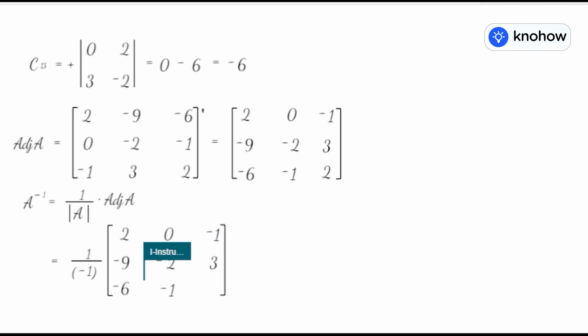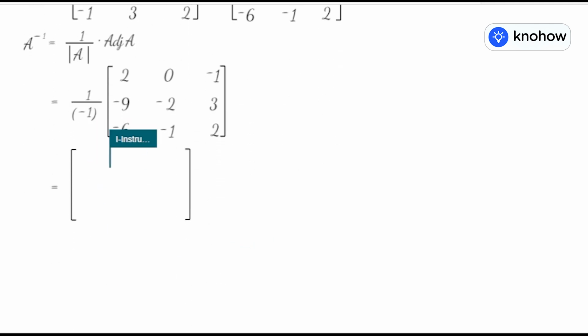And because outside it is 1 upon minus 1, it means only a negative sign. So just change the signs and you get A inverse as a matrix. Make a change of sign throughout. You get 2, 0, negative 1, 9, 2, negative 3, 6, 1, negative 2.